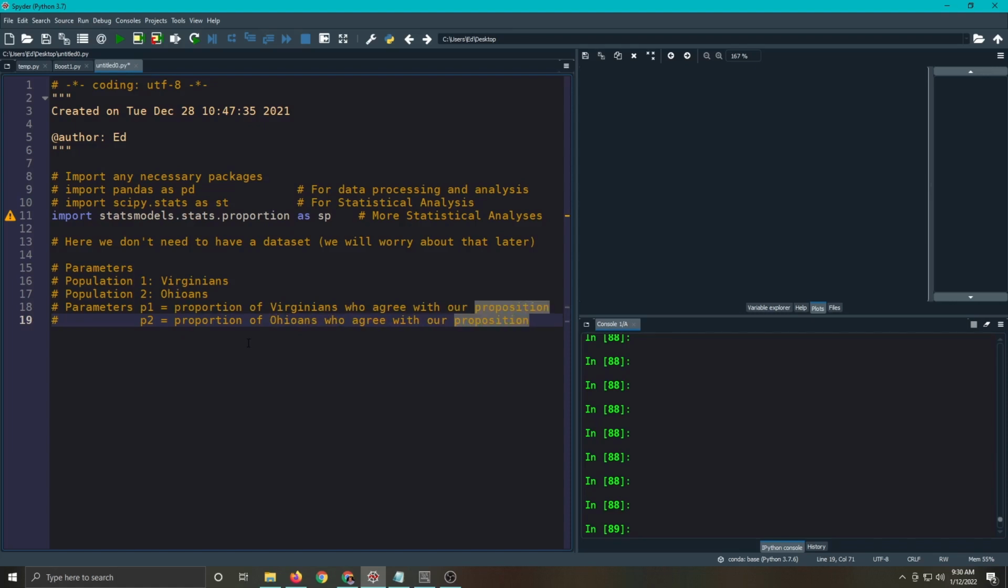Now, we don't want to start off by looking at data, so we have a hypothesis. H naught is P1 equals P2, so people basically agree on average. The alternative is P1 is not equal to P2.